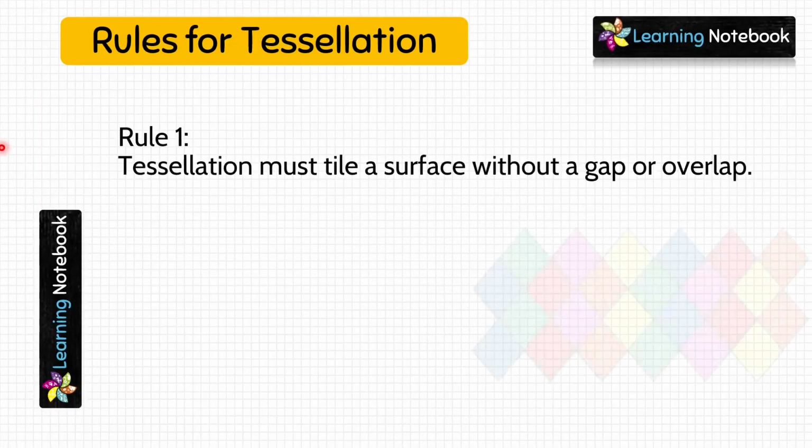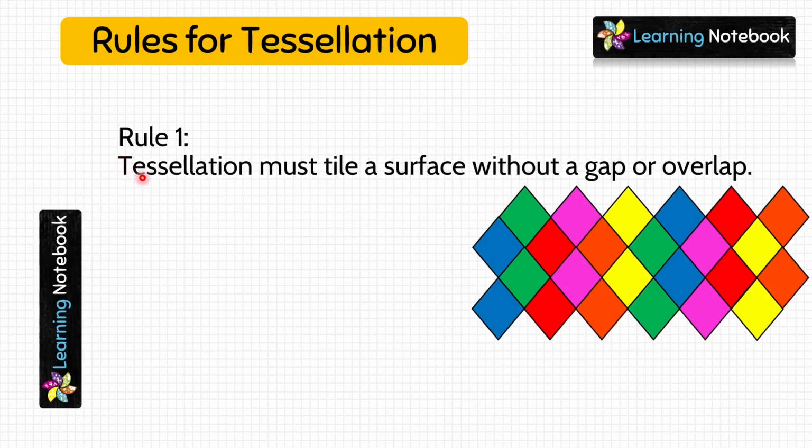Now let's understand the rules for tessellation. Rule 1 is tessellation must tile a surface without a gap or overlap. This is the first rule, students, that in tessellation there should not be any gap or overlapping, right?